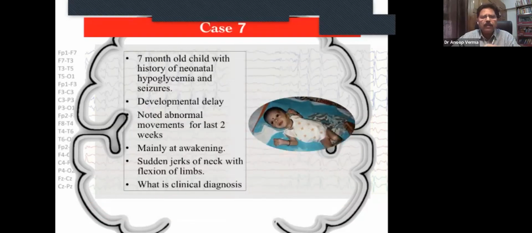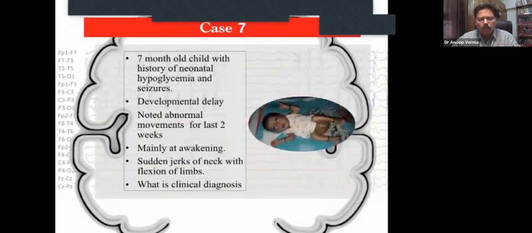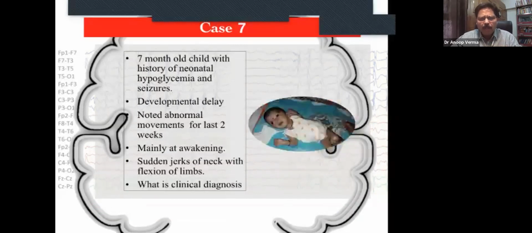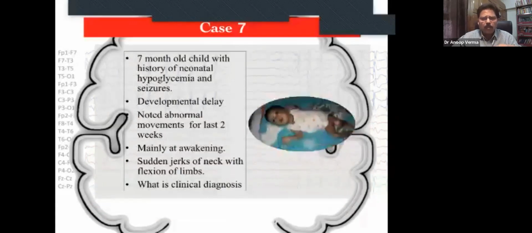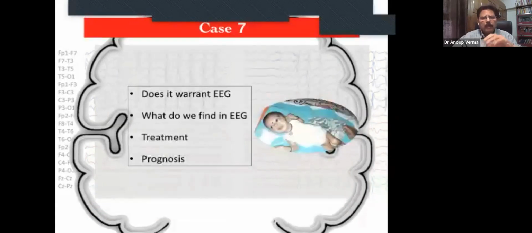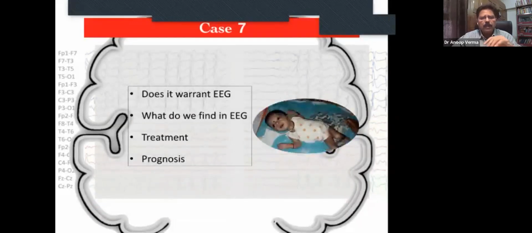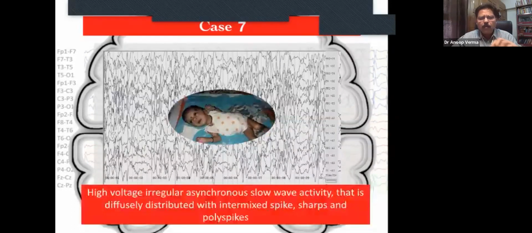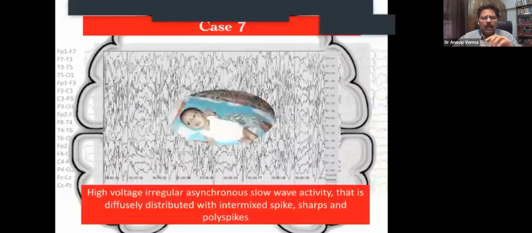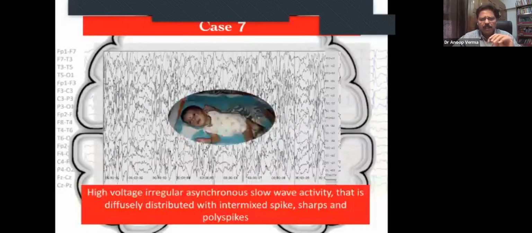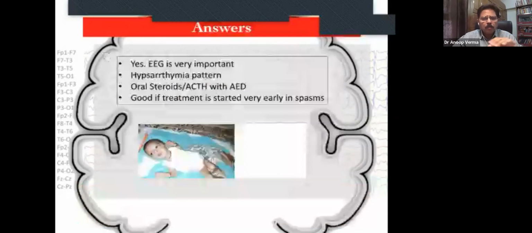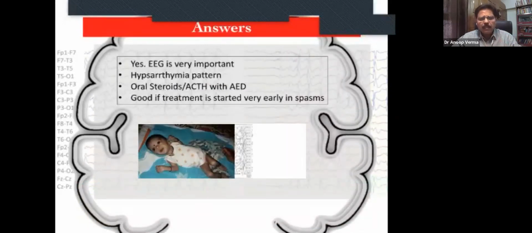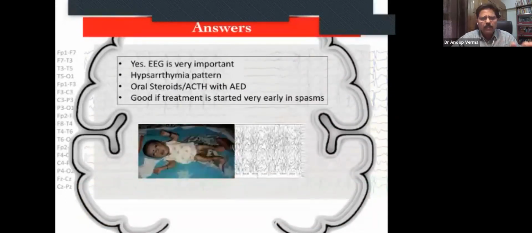Another patient in front of you, sudden jerks with flexion of the limbs, he had severe hypoglycemia, and everybody would agree that you are dealing with a case of infantile spasm, and definitely we want EEG to be done. EEG was done, and you can see this high voltage irregular asynchronous wave, this chaotic pattern, and hypsarrhythmia was there. So this is classical of infantile spasm or West syndrome.